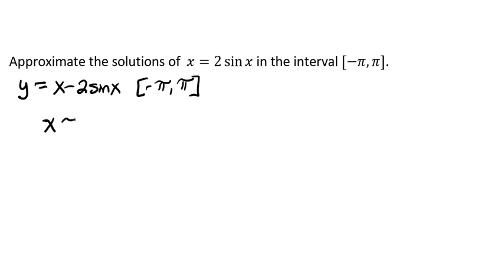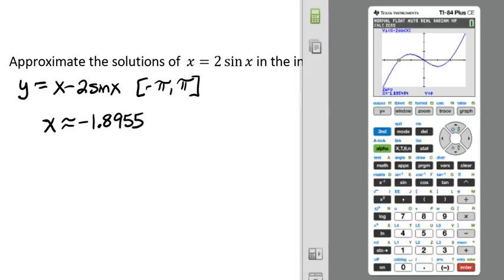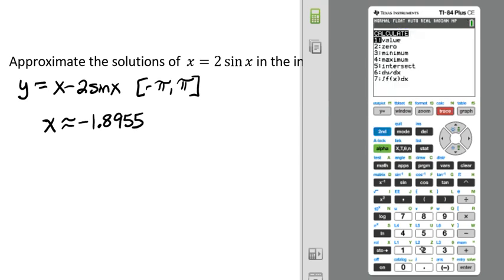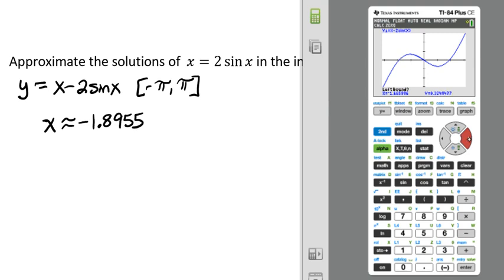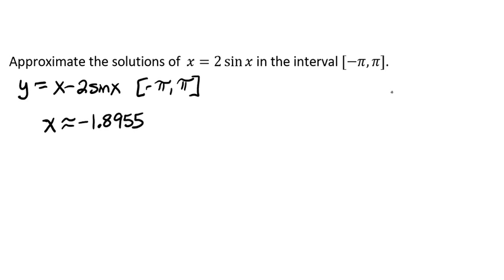So here we have x is going to be approximately negative 1.8955. So now we're going to our next intersection point. So second, trace, option number 2 for the zero. And again, we want to go to the left of our intersection point. Then we want to go to the right of our intersection point and make sure that our intersection point is somewhere between those 2 lines, which it is. We'll hit enter, and we get another value of 0. So we can put x equals 0.